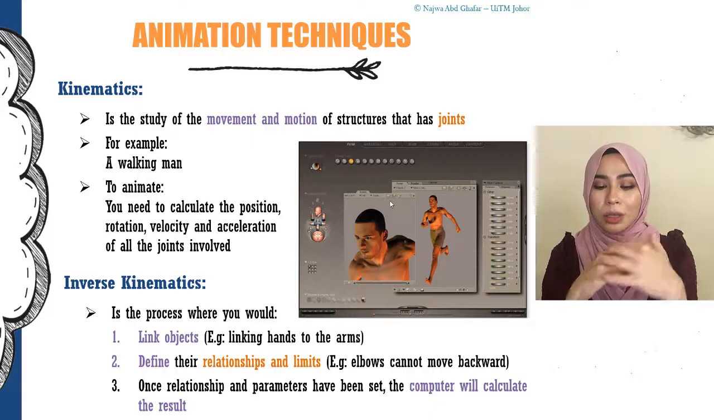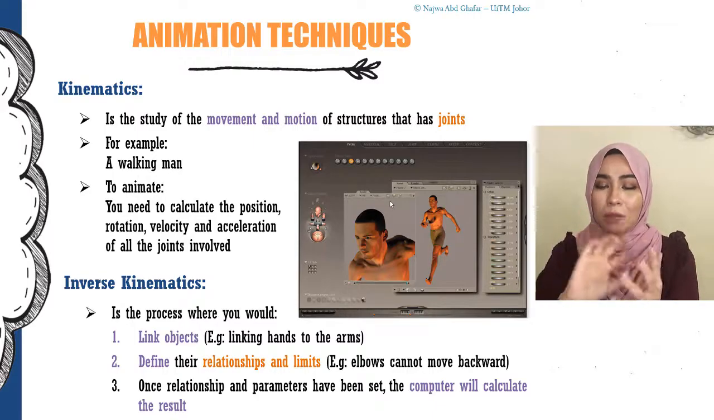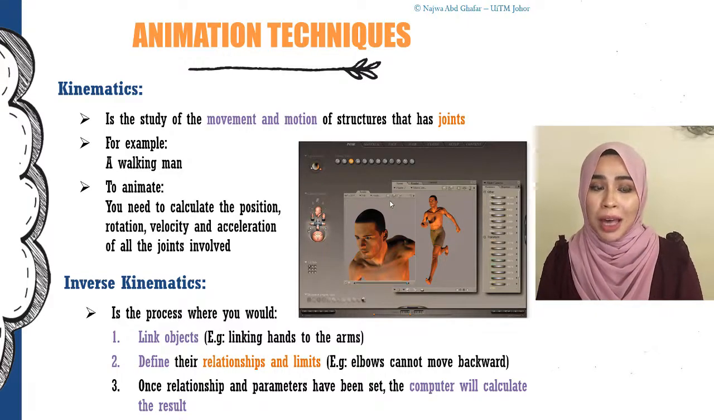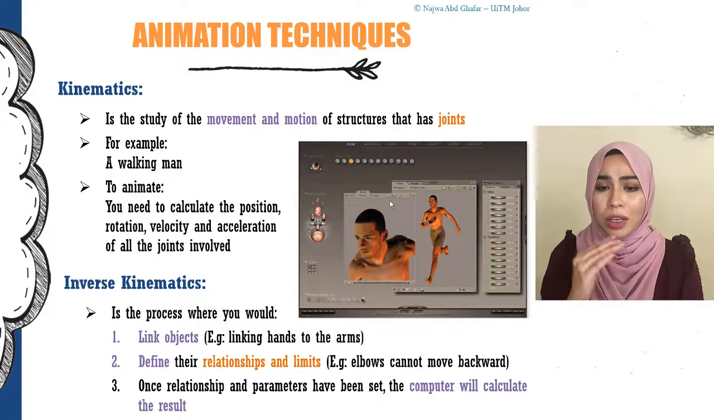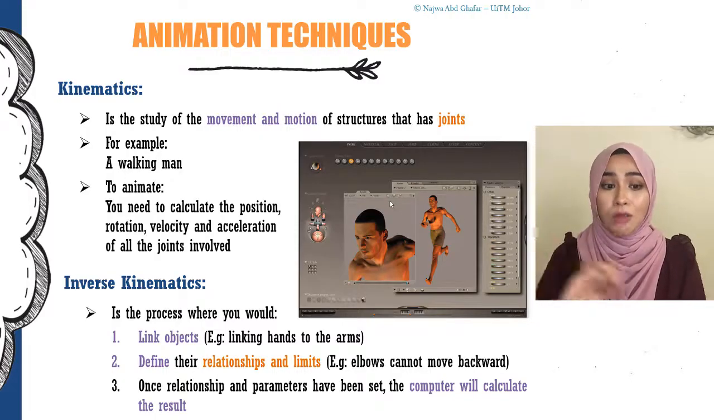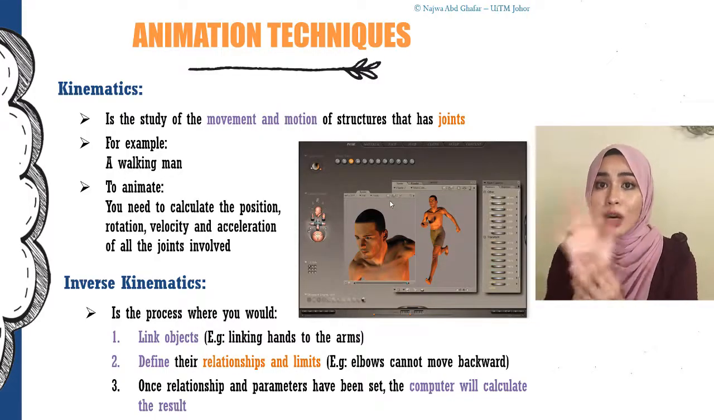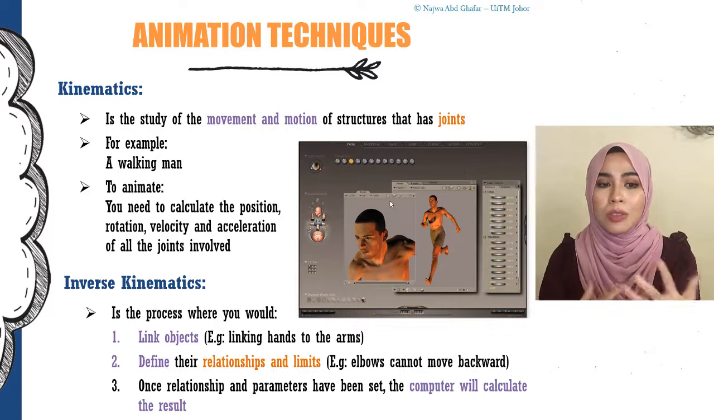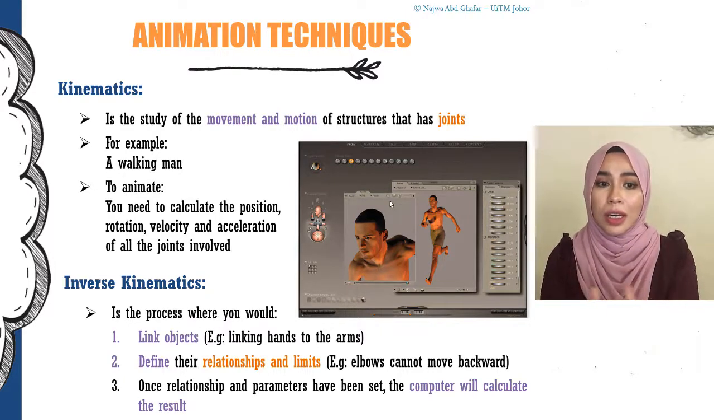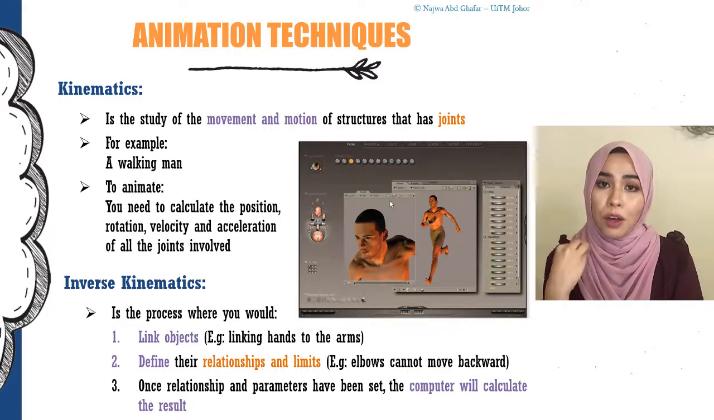The joints must be connected together, and you must know how to create that movement without it looking weird. So for example, a walking man. To animate a walking man, you need to calculate the position where you're going to place the hand, for example. How are you going to rotate the wrist, for example? How fast is the velocity or acceleration of the joints you want to move? These are all the things that you need to study when it comes to creating movement for your objects.